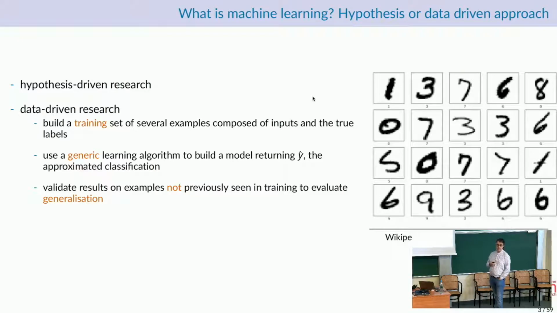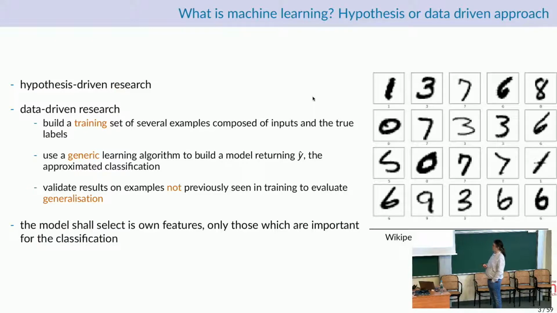Explanation in deep learning is a different topic, which recently has gained much attention. I will come to that later. So one thing is important: the model shall select its own features, the features which are really important for it to classify the numbers, for example, and then these might not be the features which we would select in the hypothesis-driven approach. It might be something completely different, but it will depend on the data set, and this might be a problem.